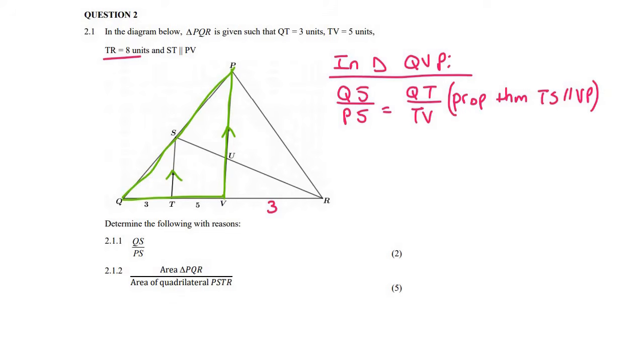Now, that's not the only reason that you can give. There are others. The other one is line parallel and then side of triangle. Okay, so I've seen those two different reasons. And so we can go fill this in then. QS over PS is equal to QT, which is 3, over TV, which is 5. Okay, so that's number 2.